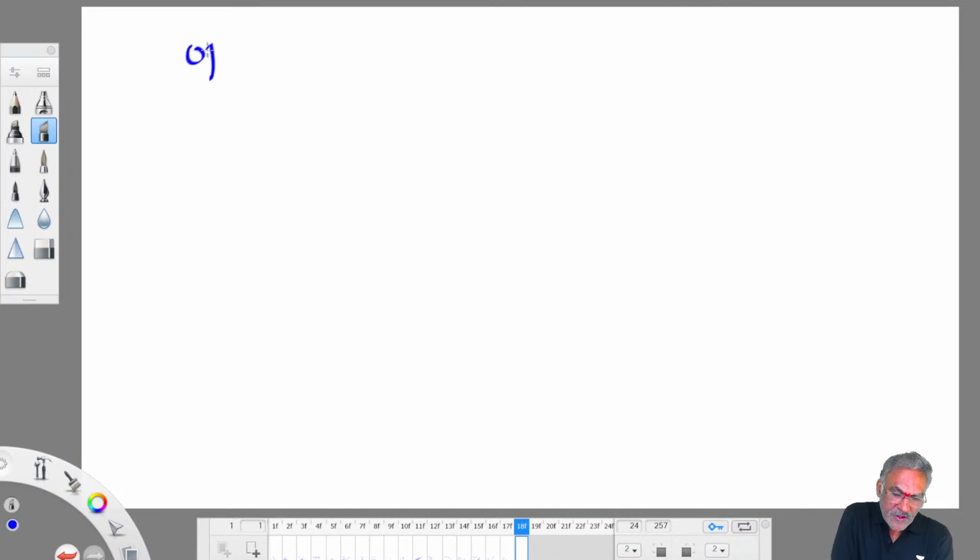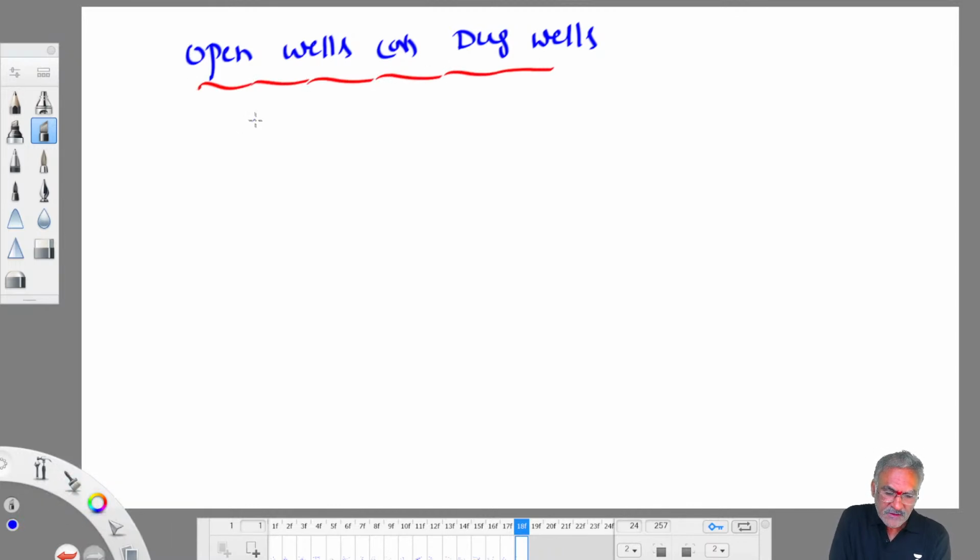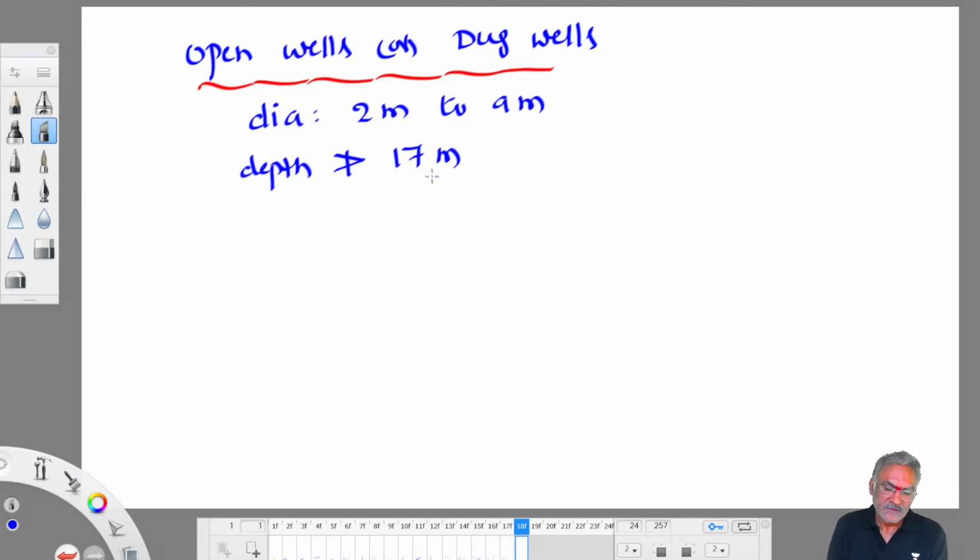So let us see open wells or dug wells. The size means diameter. The diameter of these wells is normally 2 meters to 9 meters. And depth is normally not more than 17 meters. Beyond 17 meters they are uneconomical, because lead and lift increases. You have to make a hole in the ground, so excavation becomes costly.